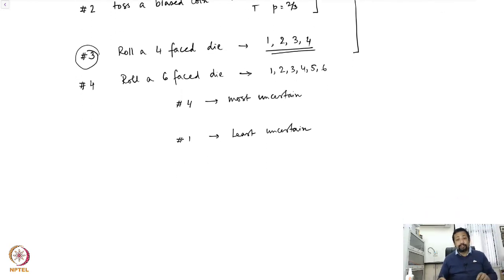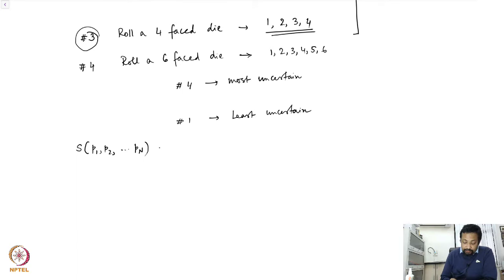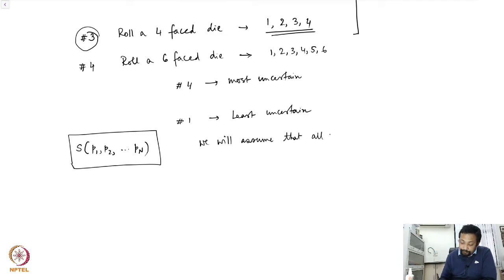So the idea is now to develop a measure for this uncertainty. Let's call this measure S, and let us denote the probabilities P1, P2, up to Pn if there are n outcomes of the event. The idea now is, in the very first case that we discuss, when we try to figure out an expression for S, we will assume that all the events are equally likely to appear.